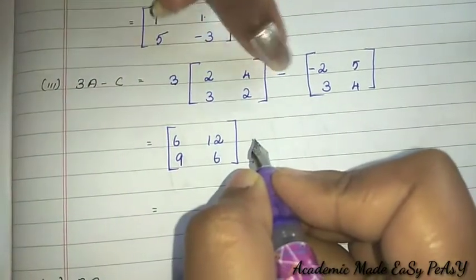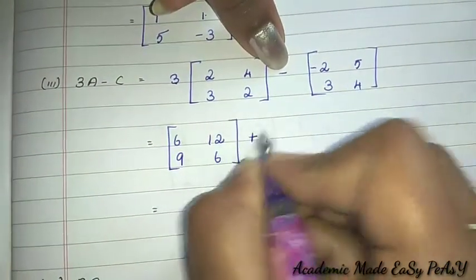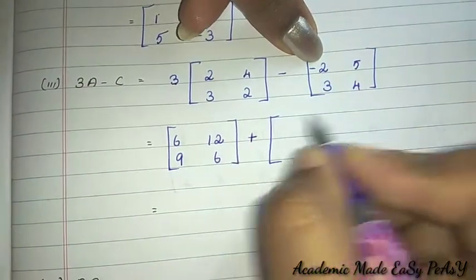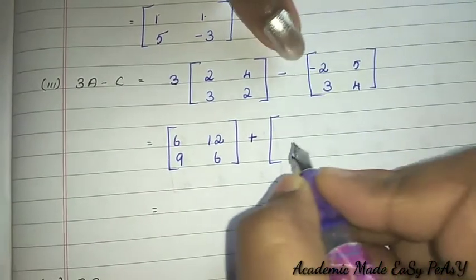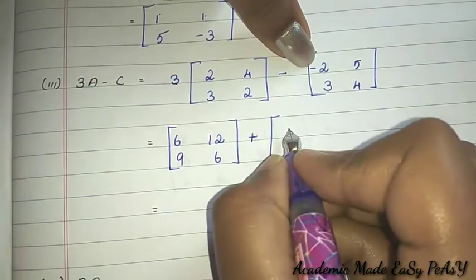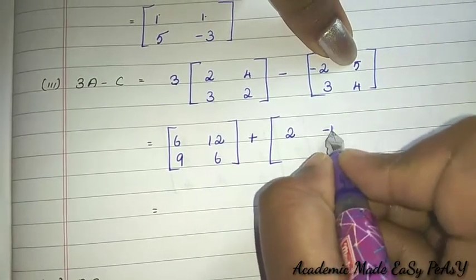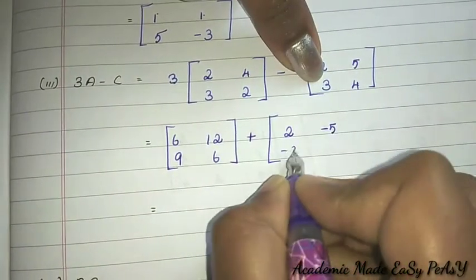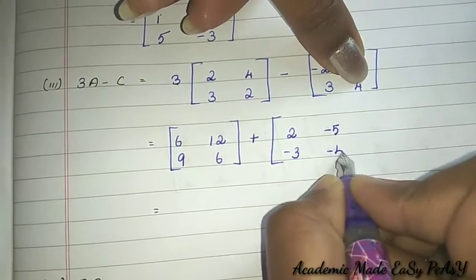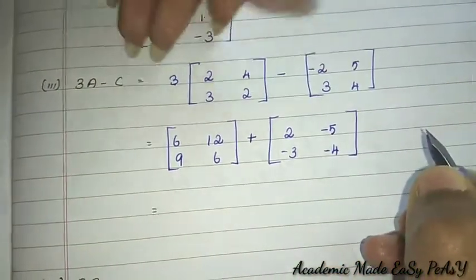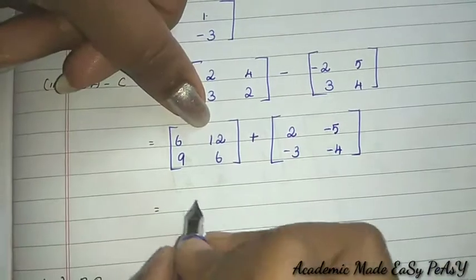So now I will change this sign. So my negative will become positive, my positive will become negative. So minus 2 will become plus 2, 5 will become minus 5, plus 3 becomes minus 3, plus 4 becomes minus 4. So now I can just directly add it.